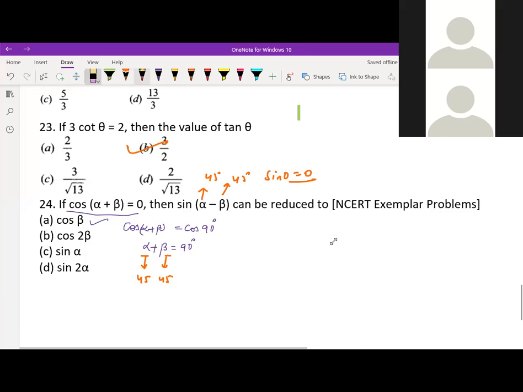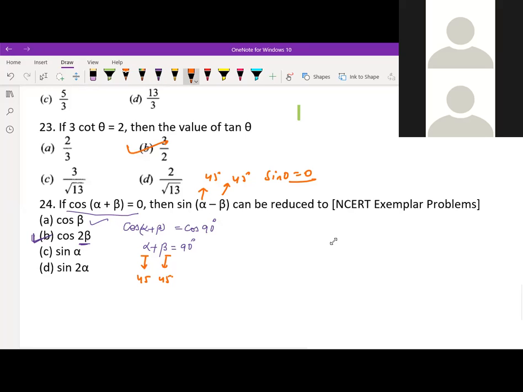Sir, we can put 60, 30. See, this one is the correct answer: cos 2 beta. You can take cos 2 beta. Beta is 45, so 2 times 45 is 90. The cos 90 is what? Cos 90 is 0. Understood, Praharshan? You can try with other values also, no problem.